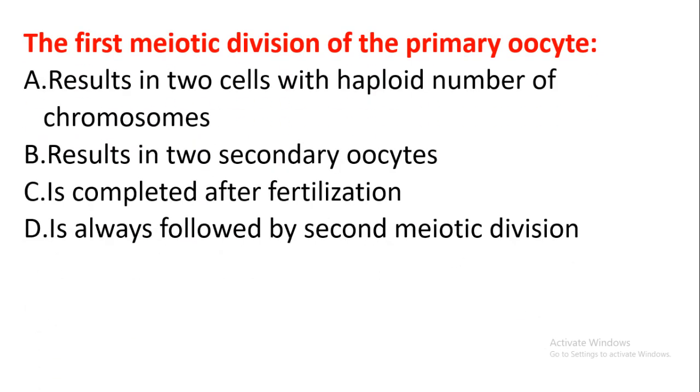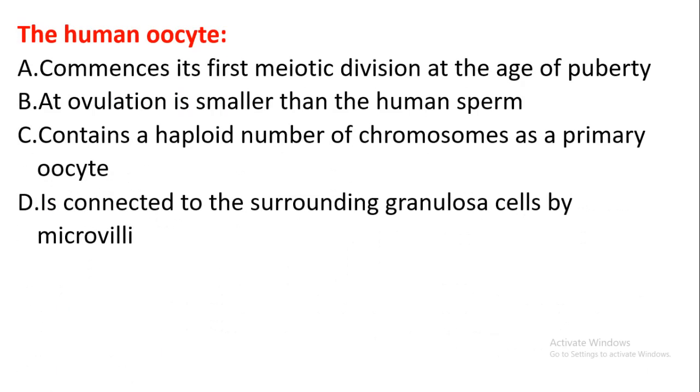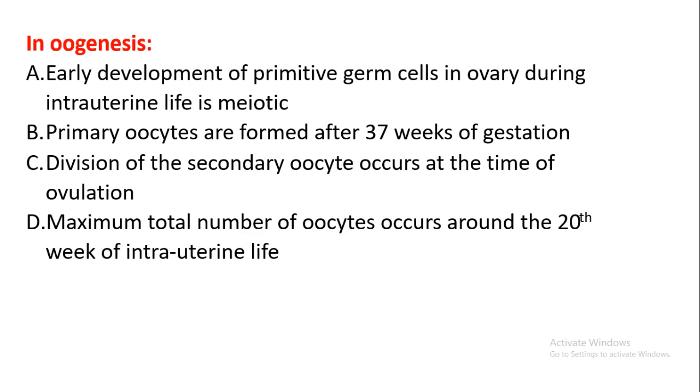The first meiotic division of the primary oocyte is always followed by the second meiotic division. So when the second meiotic division starts, that's when you need to understand that the oocyte will now be arrested at metaphase 2. So the answer here is just the human oocyte. The human oocyte is normally connected to the surrounding granulosa cells by the what? By the microvilli.